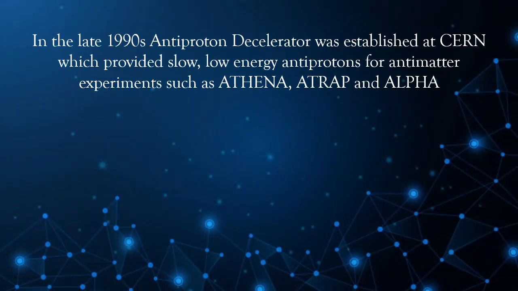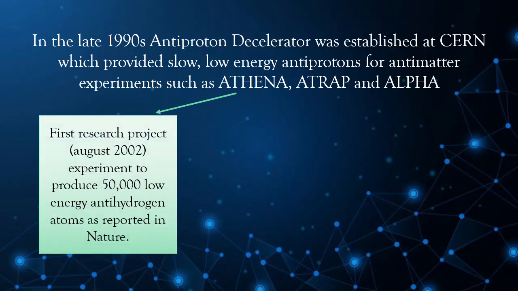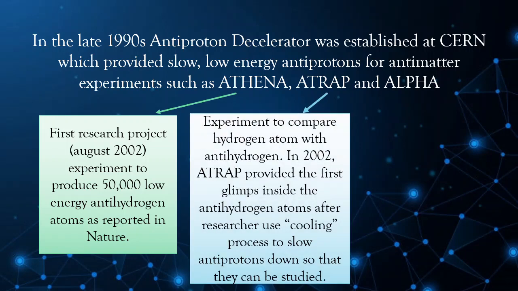In the late 1990s, the Antiproton Decelerator was established, which provided slow, low-energy antiprotons for antimatter experiments such as ATHENA, ATRAP, and ALPHA. ATHENA was the first experiment to produce 50,000 low-energy antihydrogen atoms, as reported in Nature. ATRAP was a similar experiment to compare hydrogen atoms with antihydrogen. In 2002, ATRAP provided the first glimpse inside the antihydrogen atom after researchers used a cooling process to slow antiprotons down so that they could be studied.